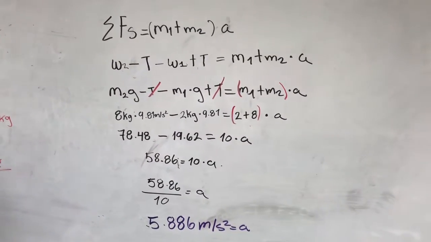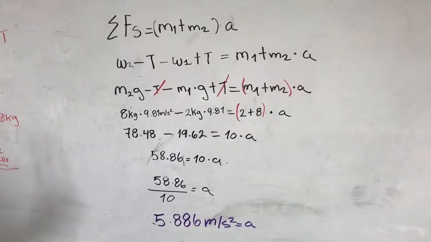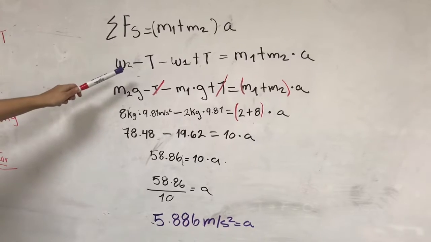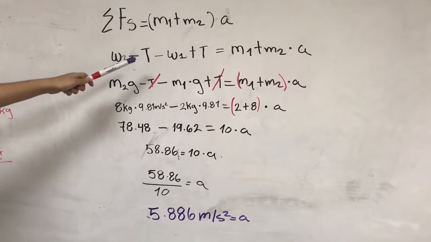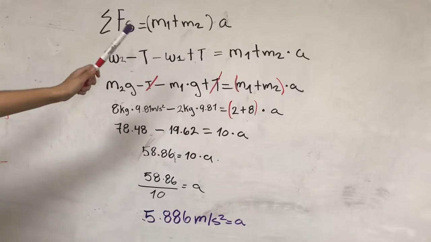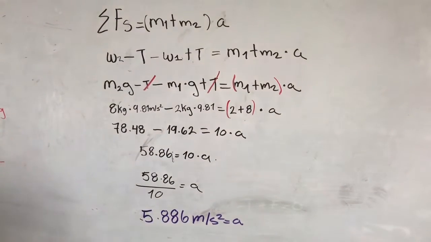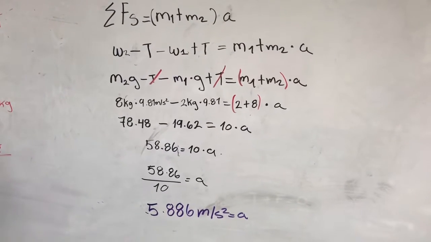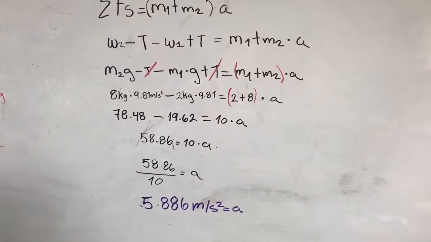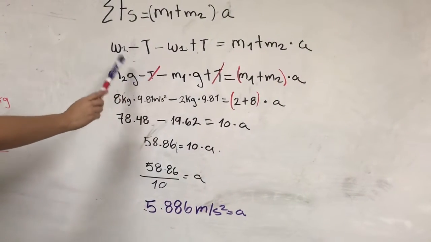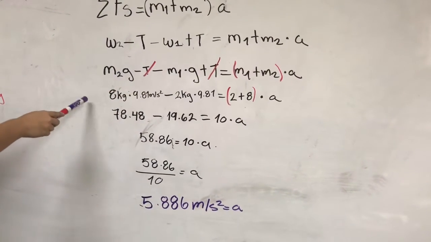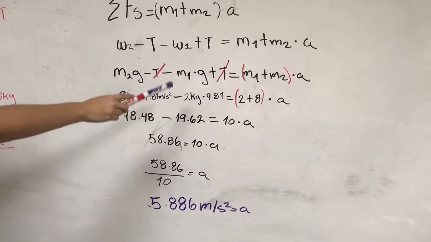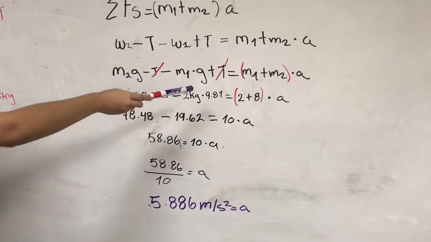Okay, now we're going to find the forces of the system. We write weight 2 minus T minus weight 1 plus tension equals mass 1 plus mass 2 times acceleration. To find weight 2, we write mass 2 times gravity, and to find weight 1, the same with mass 1. And we cancel the tension because one is negative and one is positive. Then we write the mass 2 and the gravity, and then the mass 1 and the gravity. In this case, this is negative.